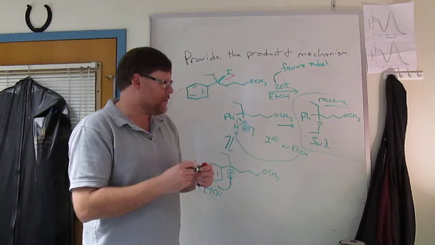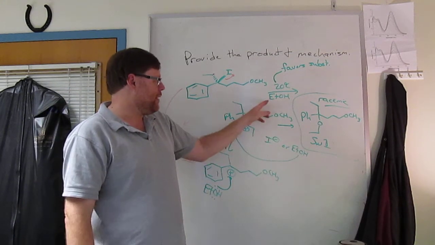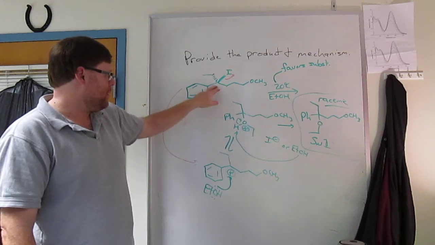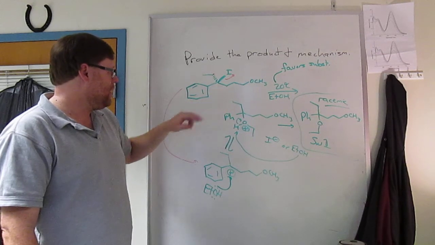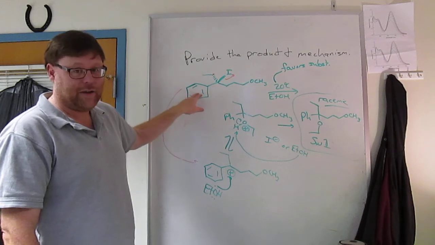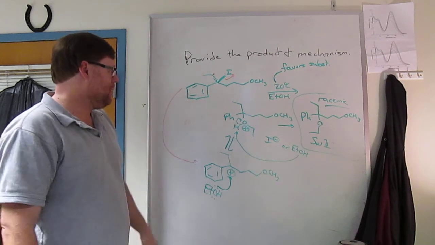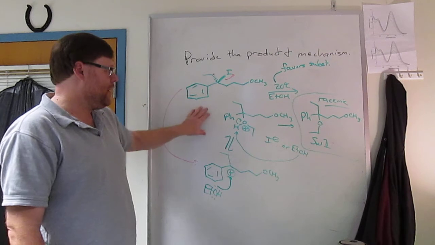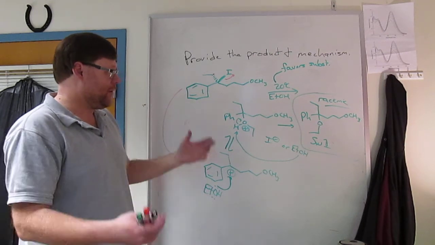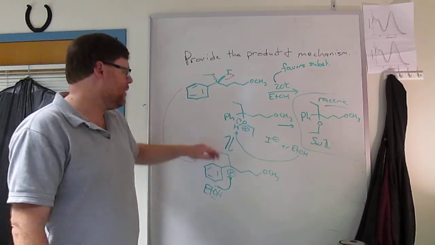It's an SN1 reaction. If you said E1, you're probably not all that far off. You're going to get a tri-substituted alkene that is conjugated to a benzene ring. It's going to be a really stable alkene. So E1 is going to be a likely minor product in this reaction as well.